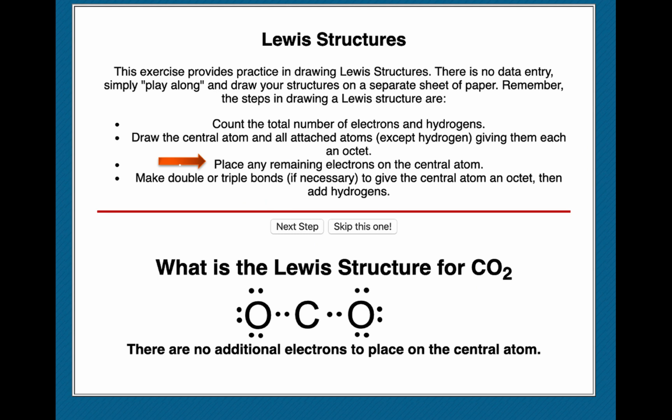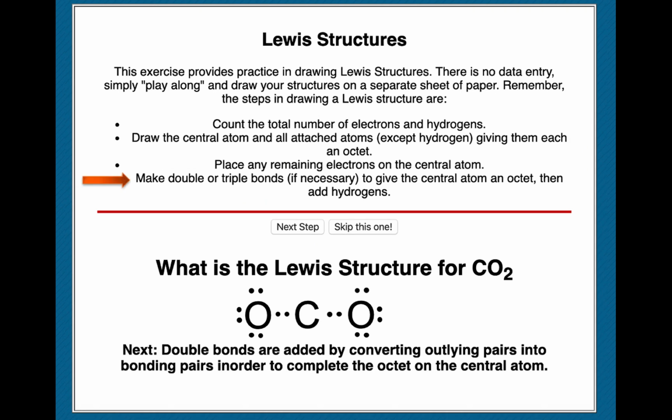Finally, make double or triple bonds to give the central atom, that's our carbon, an octet. We can do that very simply by moving electron pairs in, like that, and that. And there is our Lewis structure for CO2. So, if you like to just draw these things in your head, do it. If you want to follow rules, here are the rules.